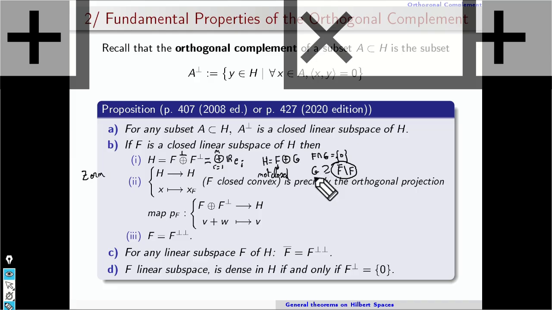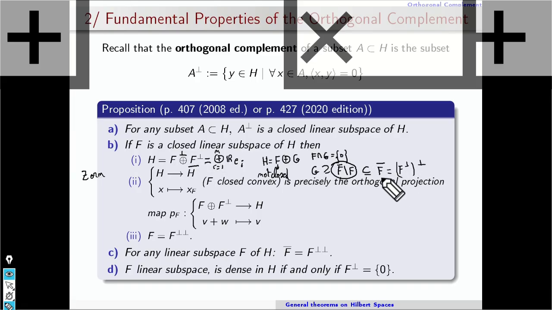So when you are considering a basis of G, not only do you need to take linearly independent elements in here, but you need also to make sure that their linear combination doesn't fall back into F. So this subset is of course a subset of F closure, but we have seen here that this is equal to F orthogonal. So if you take an element that is non-zero, it will never be in F orthogonal since it is in its complementary.